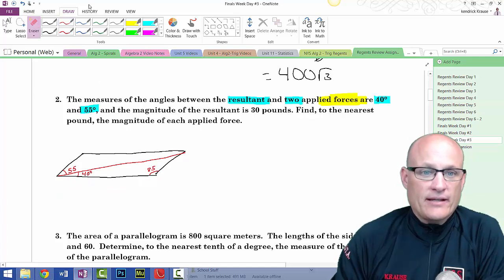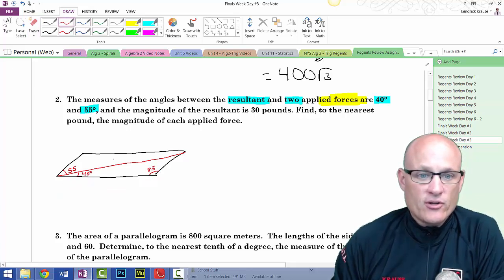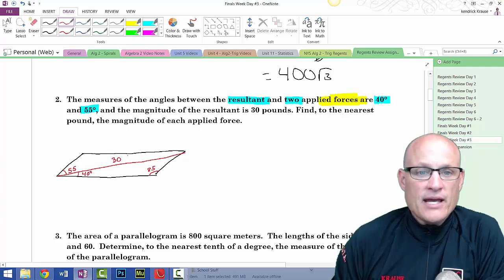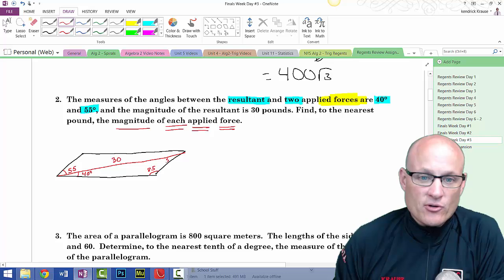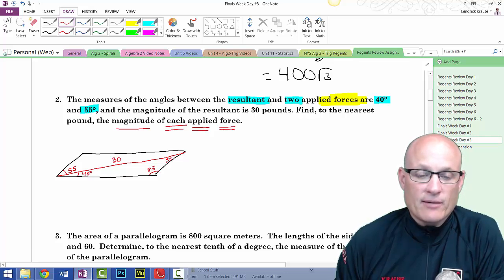Okay, the magnitude of the resultant is 30. So I want to put that in. The magnitude of the resultant is 30. And what the question says, find to the nearest pound the magnitude of each applied force. Well, this is also going to be 55 degrees. If you add up 40 and 85 and 55, they add up to 180.